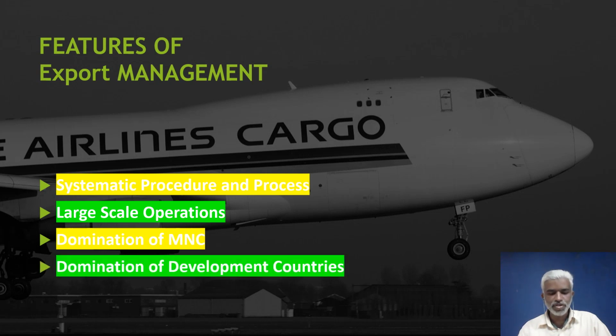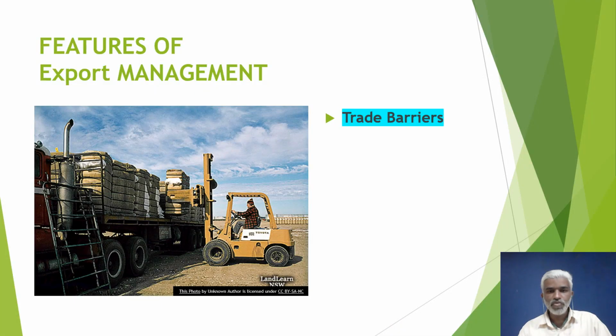And the next point we are going to discuss is domination of developed countries. Most of the companies are from countries like USA, Japan, Germany, and so on, which produce and sell good quality goods at a low cost on a massive scale with the help of advanced technology, in which the rich and developed countries always dominate international business activities.